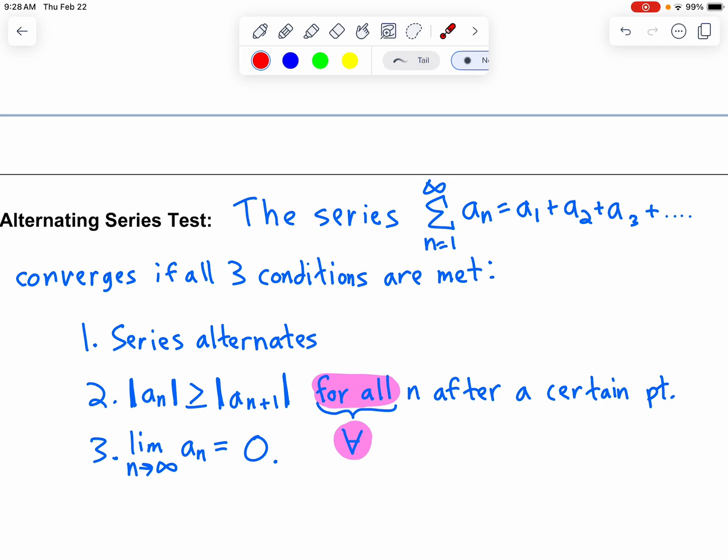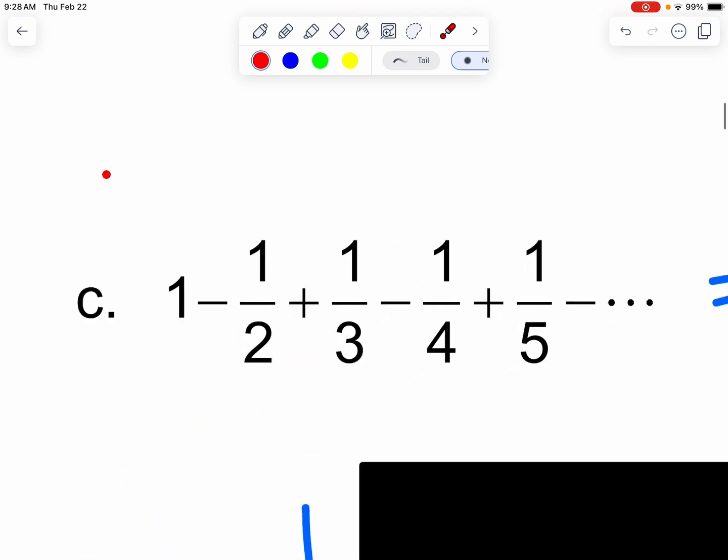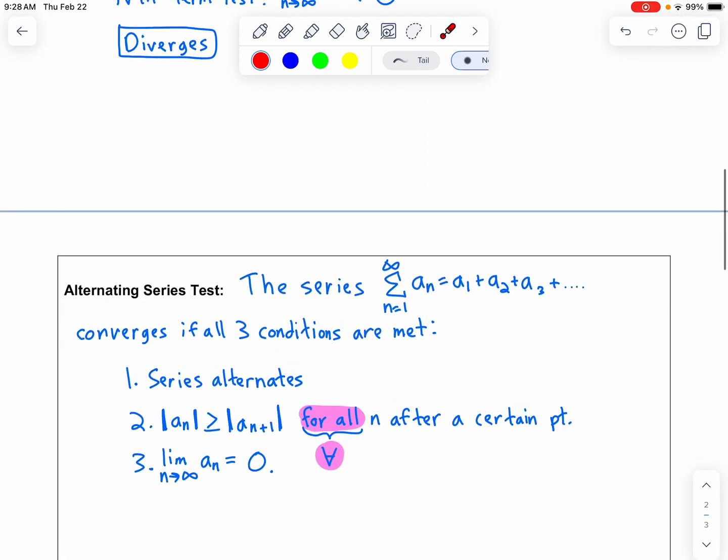So if I go back and take a look at C here, I start off with 1. Now we're going to ignore the alternating signs for this part. We're just going to take a look at the absolute value, right? 1/2 is smaller than 1. 1/3 is smaller than a half. 1/4 is smaller than a third. 1/5 smaller than 1/4. The terms have to be getting smaller.